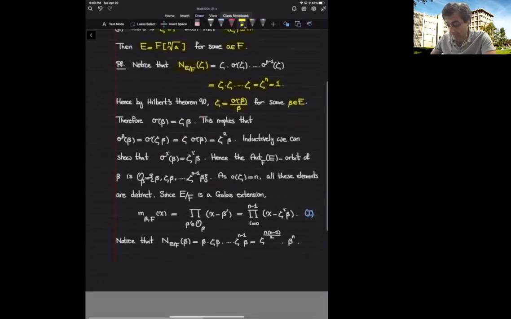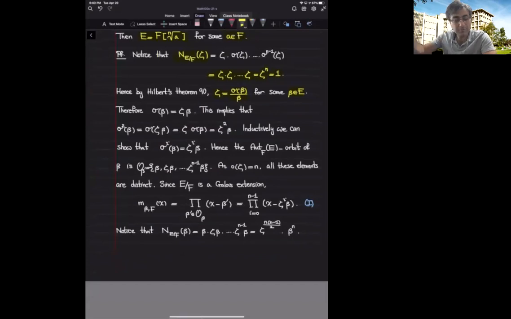Okay. Now what can I say about the Galois conjugates of beta? So sigma of beta is zeta beta. I apply it again. Sigma squared of beta is sigma of zeta beta. But remember, sigma is F linear. Zeta belongs to F. So it is zeta times sigma of beta. Sigma of beta is zeta times beta. So each time that I apply sigma to beta, I'm multiplying it again by zeta.